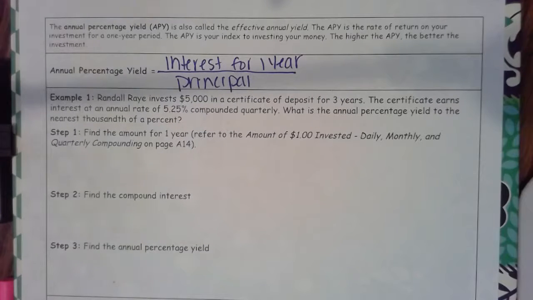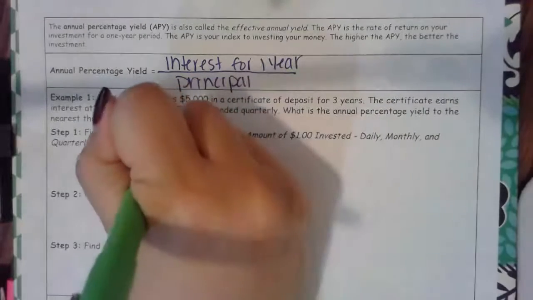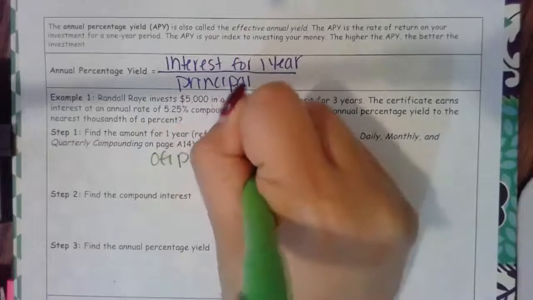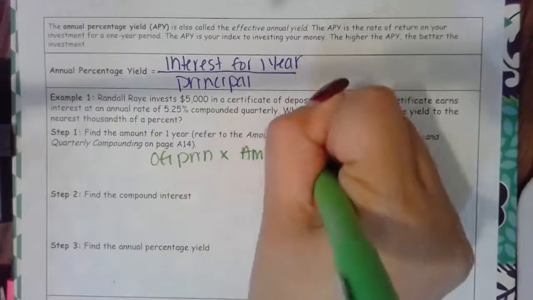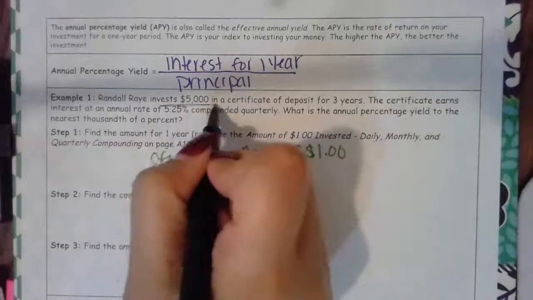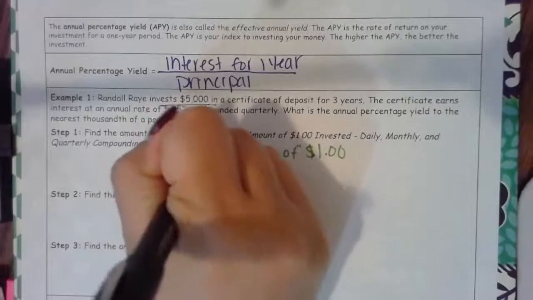So in this case, doing a little bit of what we did yesterday, to find your amount, you're going to take that original principal and multiply it by the amount of the dollar that you get. Remember, do not round that amount of $1. Leave it as that long decimal that it is. The longer the decimal, the more accurate your answer is going to be. So the original principal is, how much is he investing? He's investing $5,000.